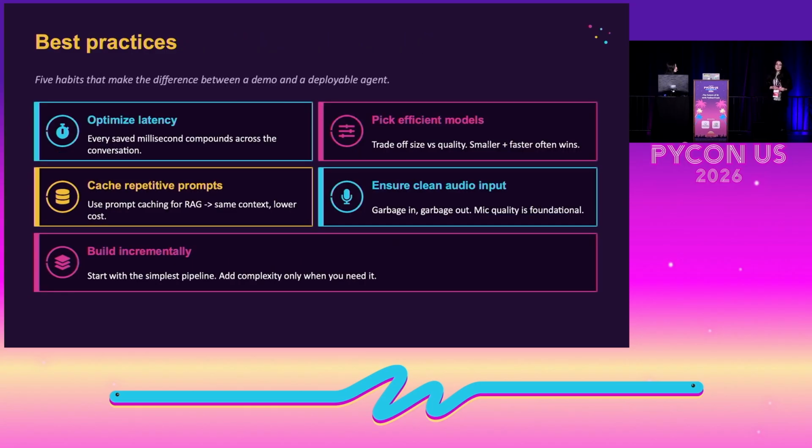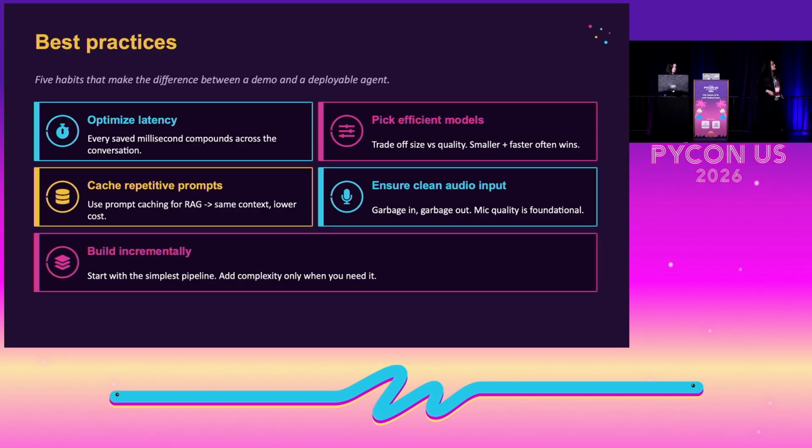So if you want to build your AI agent, you need to know some practices to have in mind, right? The first one, and it is the key, you need to optimize the latency. Because with latency, your voice AI agent will die. You won't hear it, and you don't want that. So every millisecond you can optimize, it compounds across the conversation.